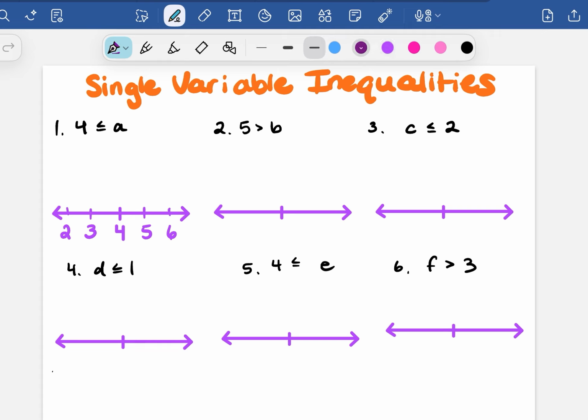So 4 is our boundary value. I'm going to draw a closed circle because A could be equal to it. 4 is smaller or less than, so I'm going to draw an arrow to the right.